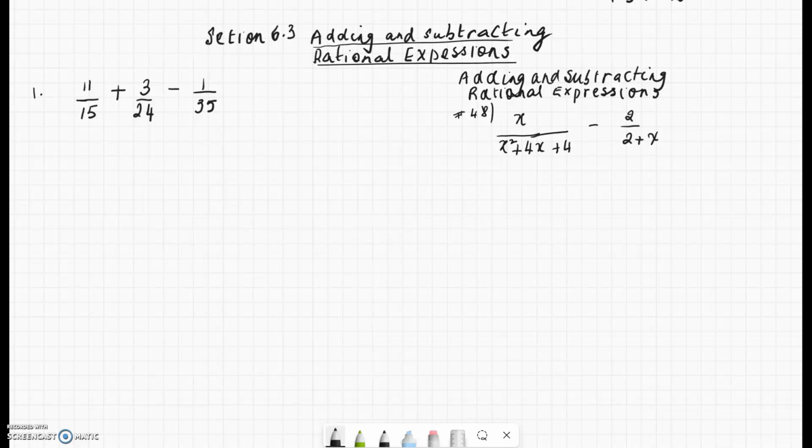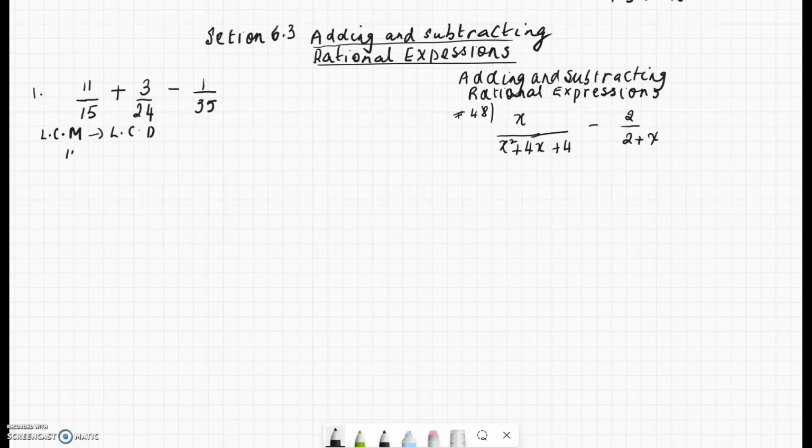We'll first do an example in adding and subtracting fractions, and then we'll do one in rational expressions. So fractions can be added and subtracted only if there is a common denominator. And if there isn't, then we have to find the common denominator, which is called the LCM, the least common multiple, also called the least common denominator.